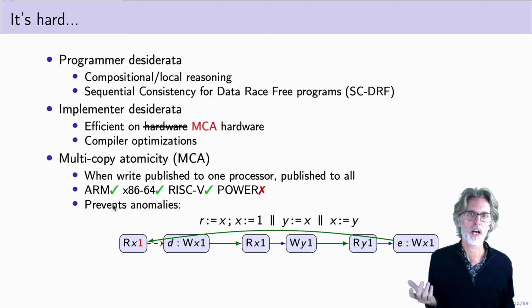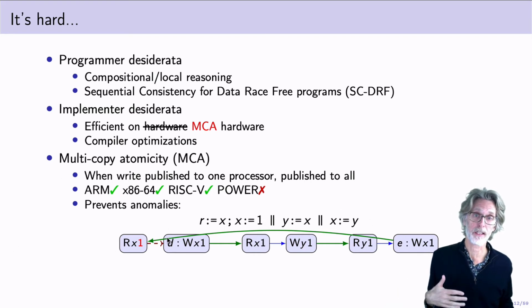MCA prevents certain anomalies. For example, in this program, I write X, copy it through a couple of threads, and then go back in time and read it before I wrote it. You can see that this causes a cycle in the Pomset.